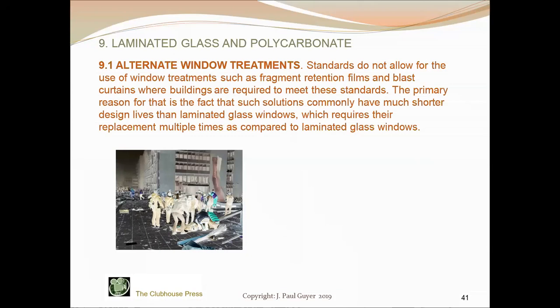Laminated glass, while more expensive initially, is less expensive over its life cycle. Additionally, in the case of blast curtains, there need to be operational procedures to ensure that they remain closed at all times for them to be effective. Film and curtain solutions are good interim solutions where compliance with these standards is not required.